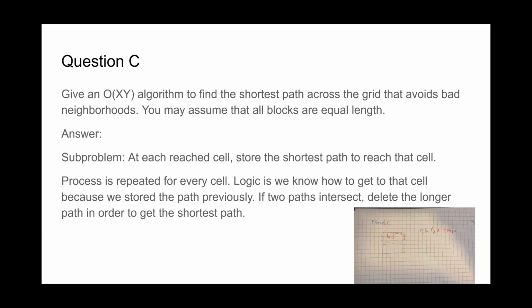For question C, finding the shortest path, this is where we used dynamic programming. So for us, we found that the sub-problem would be at every cell you reach, you store the shortest path to reach that cell, and the process is repeated for every cell. So since we know how to get to that cell, because we've already stored the path, if two paths intersect, you can delete the longer path in order to get the shortest path that reaches the same place.